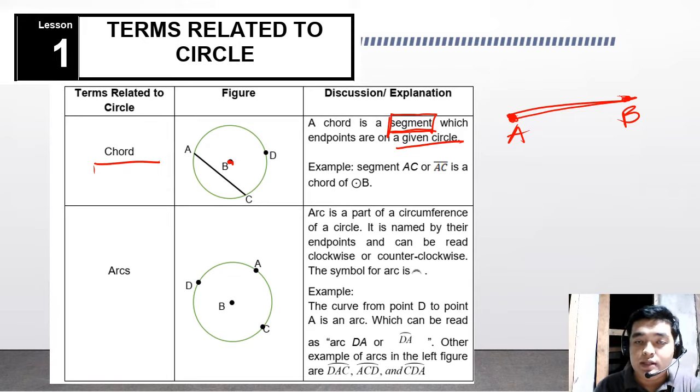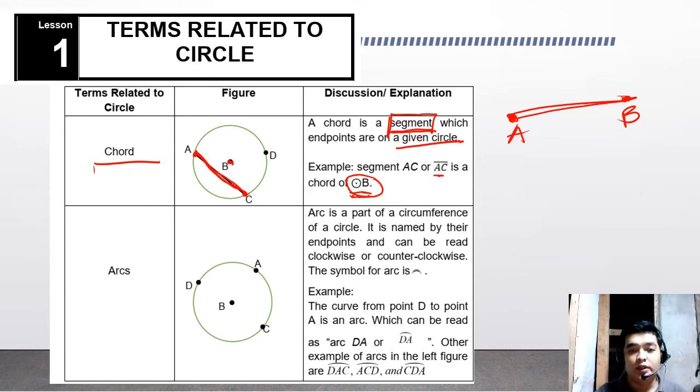So the example, the segment AC, this is how you will write it, is a chord of circle B. You will read this as circle B. The name of this circle is circle B. You will name the circle using the center of the circle. So this is a chord, meaning a chord whose endpoints are on a given circle. Point A and point C are points on the circle. That is a chord.